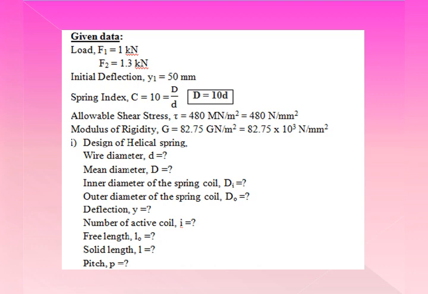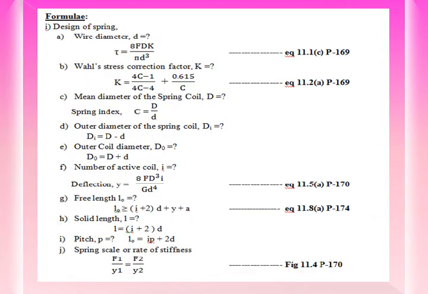Soon after listing the data, now we are supposed to list out the formulas that are required to solve this particular problem. So, design of spring. Wire diameter is required. d can be evaluated by using equation number 11.1c, page number 169. The equation is tau is equal to 8F into D into K divided by pi d cube. So here the value of K is unknown, and capital D we have as 10 times d from the given data. So F value he has given.